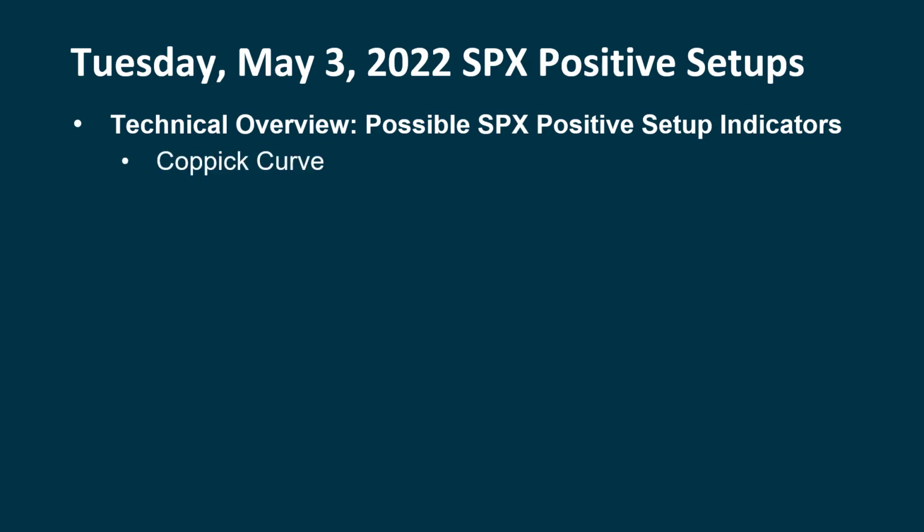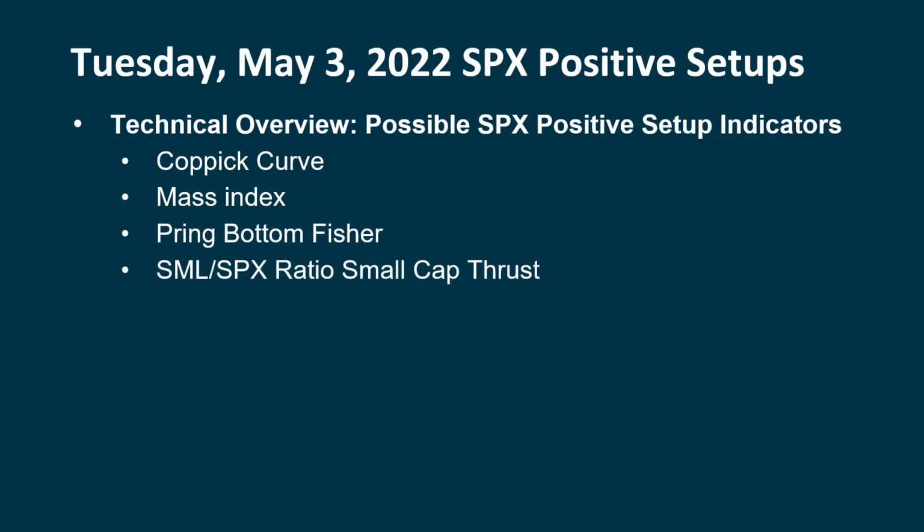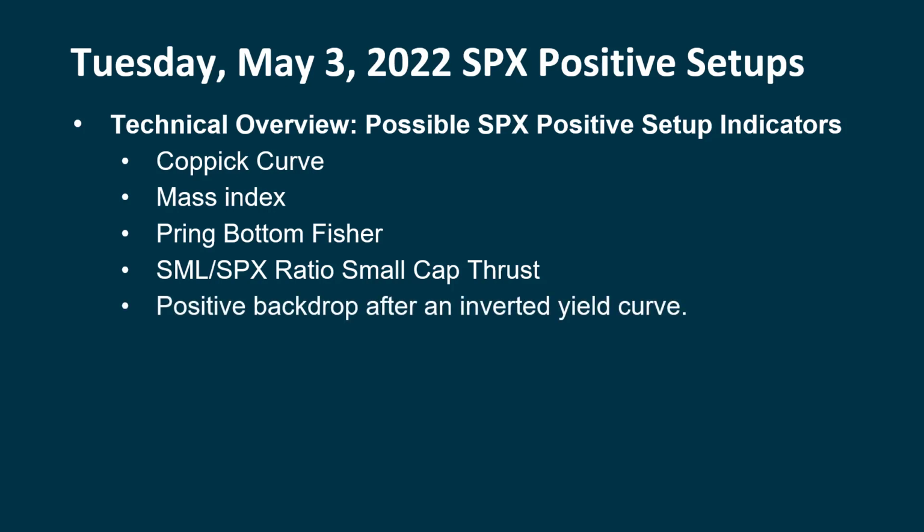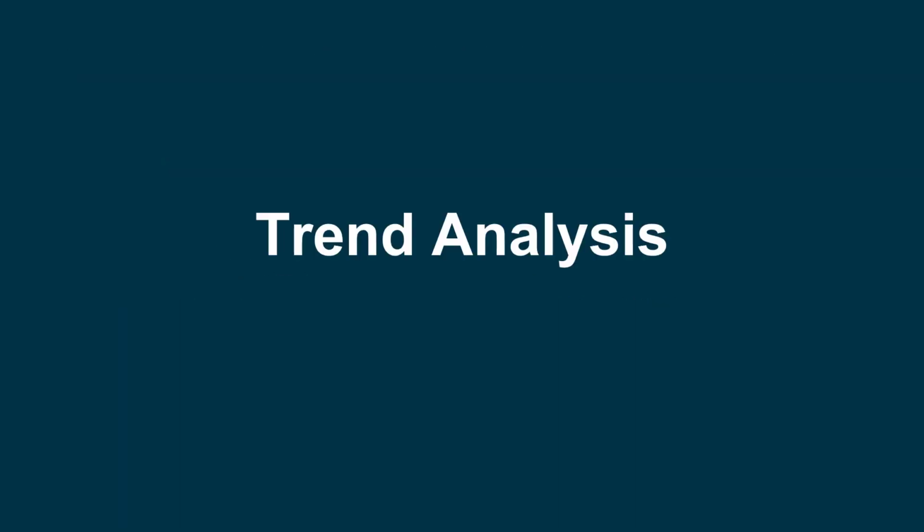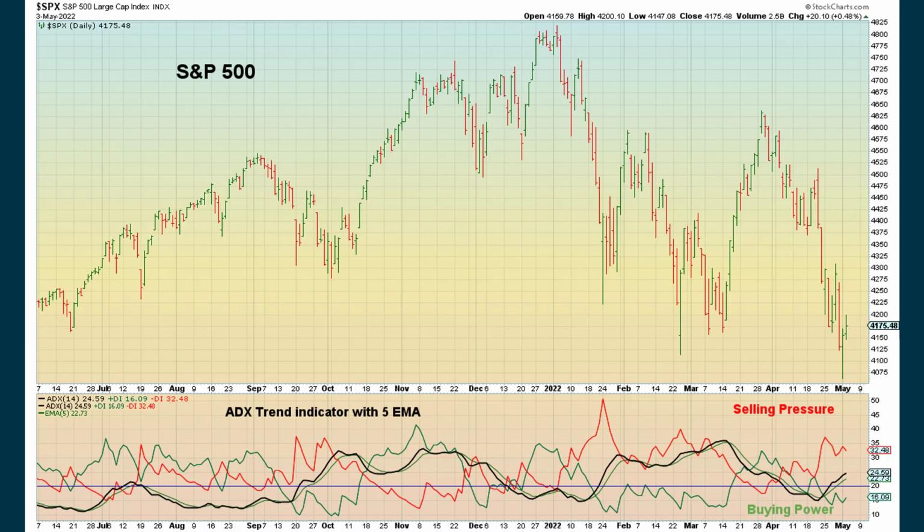The positive setups, these are the things that might come into play at some point. We're looking at the Coppock curve giving us some kind of a signal. It hasn't yet. The mass index, same thing, has not generated a signal yet. The Pring bottom fisher. The small cap ratio to the S&P could give us a thrust, but we're not seeing small caps really burst up yet. The positive backdrop after we get out of being in an inverted yield curve, we're still waiting to see if that will happen. As far as our trend, we are negative.